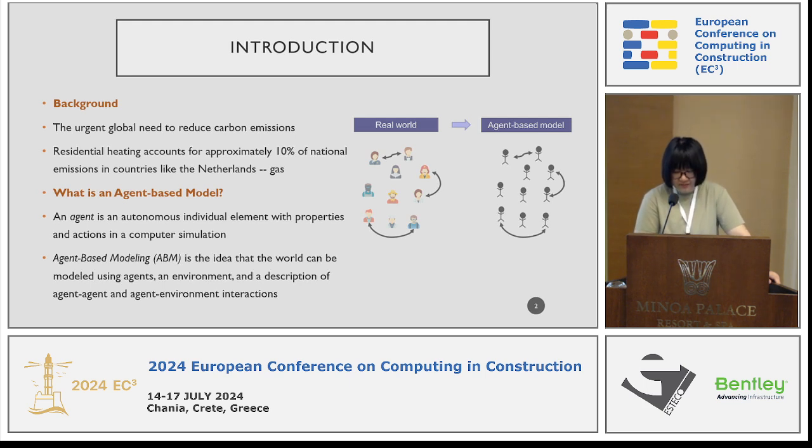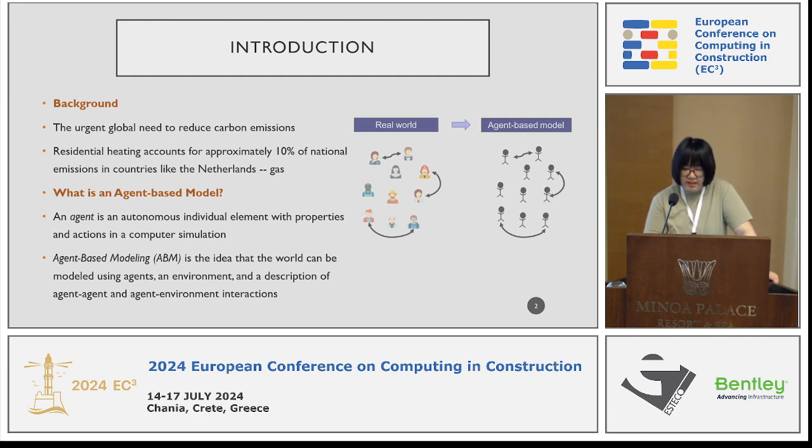There's an urgent global need to reduce carbon emissions, and this has intensified the focus on the transition to sustainable energy solutions. Residential heating accounts for approximately 10% of national emissions in the Netherlands, where the predominant use of natural gas for home heating is a key factor. So we need a more detailed model to simulate a group of homeowners' decision-making process of heating.